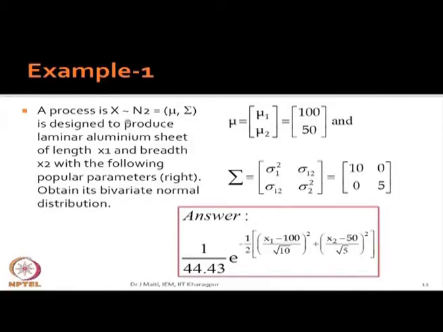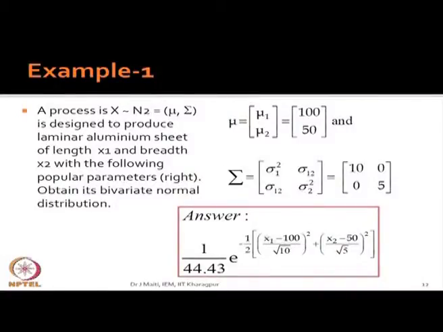A process is characterized by two variables, that is, a process is designed to produce laminar aluminum sheet of length x 1 and breadth x 2 with the following population parameters. This and these are the population parameters. Obtain its bivariate normal distribution. This is the answer. I am sure you will be able to find out this one. From the beginning, if you start the way we have described, if you start in the same manner, you will be ultimately ending with this answer. Okay.